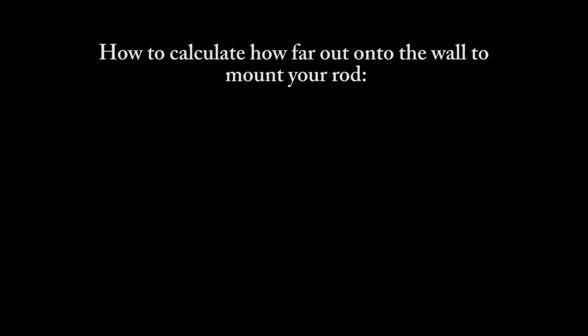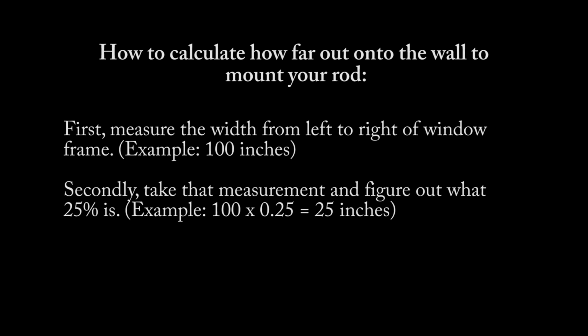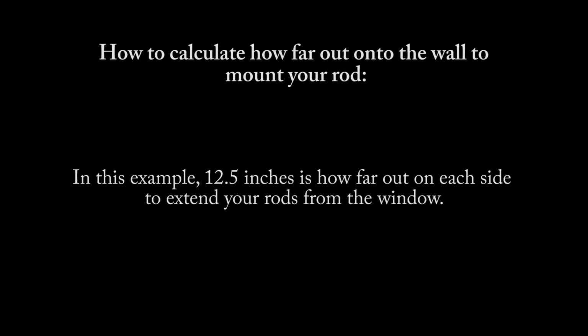It's easy to calculate how far onto the wall to mount your rod. Step 1 is to measure the width from the outside left to the outside right of your window frame. Secondly, take that measurement and figure out what 25% of that is. And then third, take that number and divide it in half. That number is the distance from the outer edge of the molding around your window frame to mount your drapery hardware.